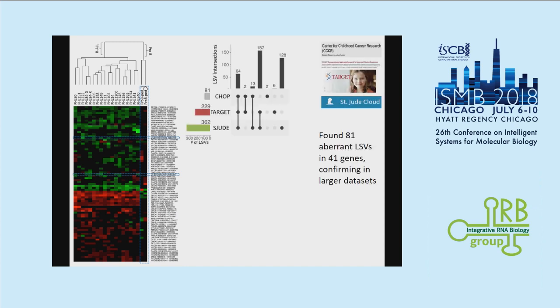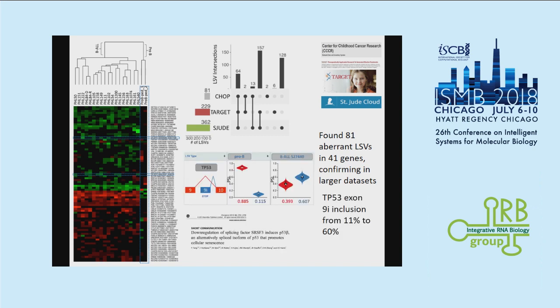And then to confirm this in larger data sets, we looked at TARGET and St. Jude's, and we found 81 LSVs, and we were able to recover all of them except for 2 in TARGET and St. Jude's. And here's an example of P53, which is also experimentally validated. So in P53, in normal cells, we see that this exon 9I is skipped, while in ALL it's included. So it goes from 11% to 60%. And in solid cancers, this alternative isoform has therapeutic relevance because it essentially makes it resistant to chemotherapy.